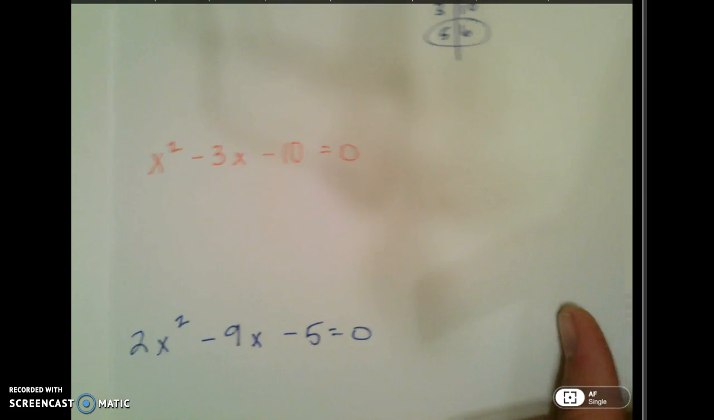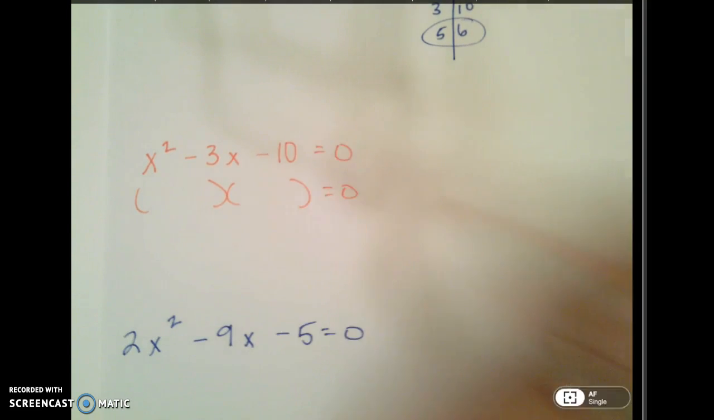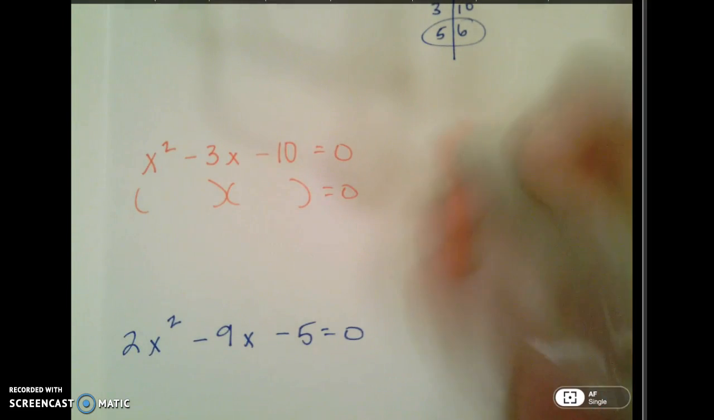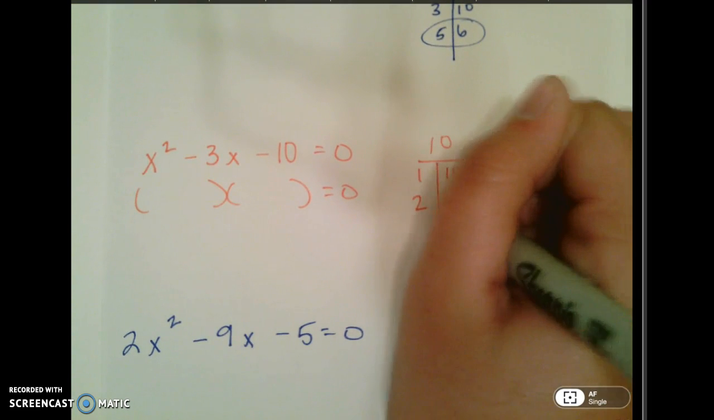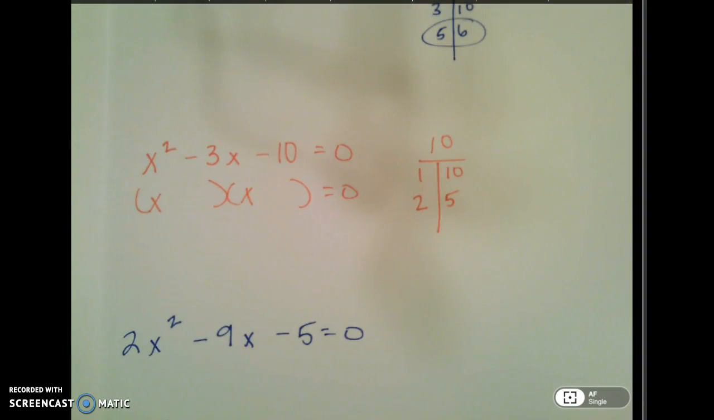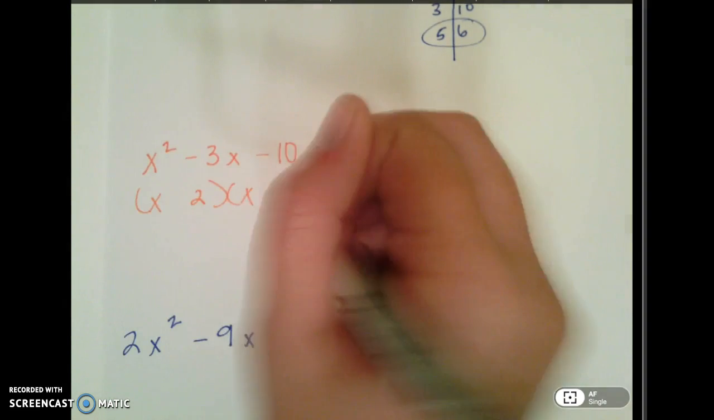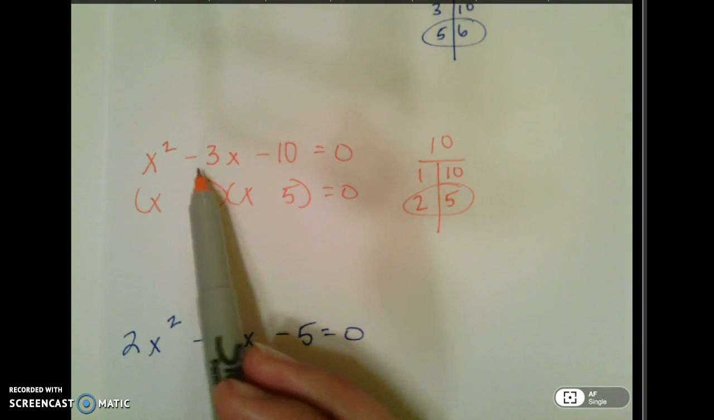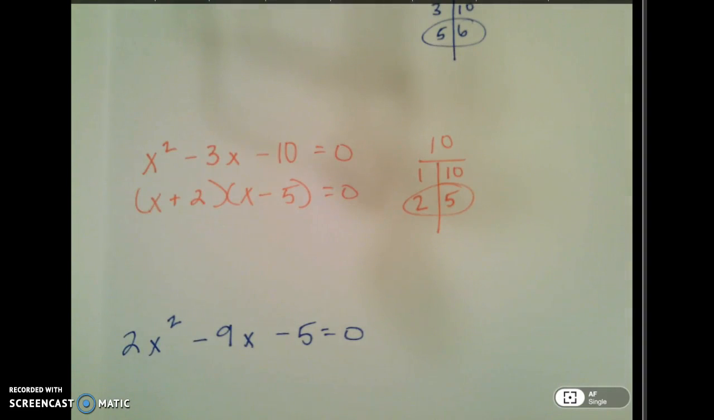For the next example, same thing. I still need two factors. So this time I want the factors of 10. So like I said, draw a little chart if it helps. You have 1 and 10, 2 and 5. Of these options, 2 and 5 will give me 3. Now I need to somehow get a negative 3. So in order to have a negative 3, I would need a plus 2 and a minus 5. So x plus 2 and x minus 5 are the factors of that one.